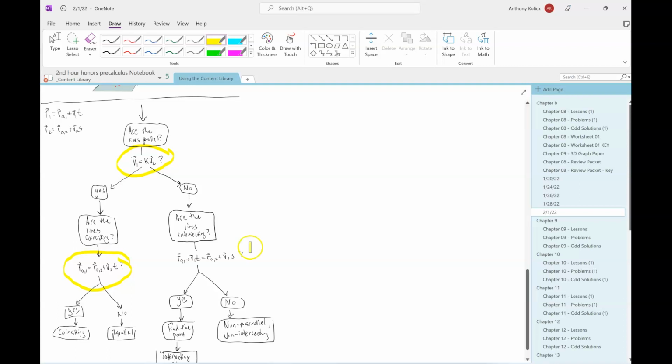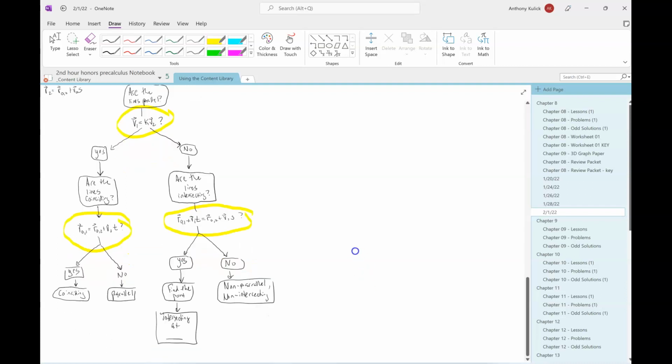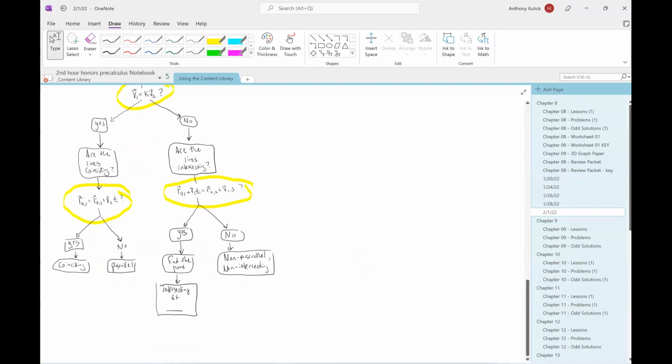Alternatively, if the lines were not parallel, I need to check to see if they have an intersection by seeing if there's a point on both of these 2 lines. If there is, then I would find the point and say they're intersecting. If there are no points on both lines, then I'd say they are non-parallel, non-intersecting. So this is a process that I expect you to have memorized.